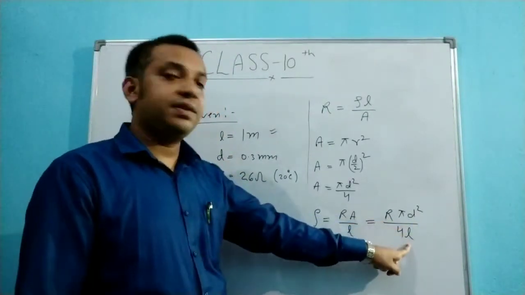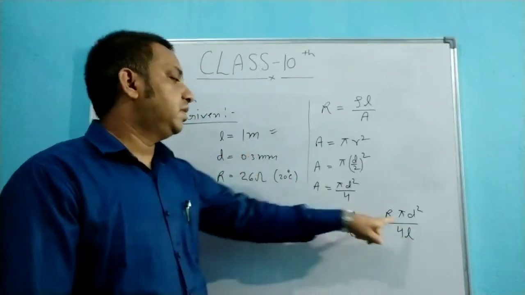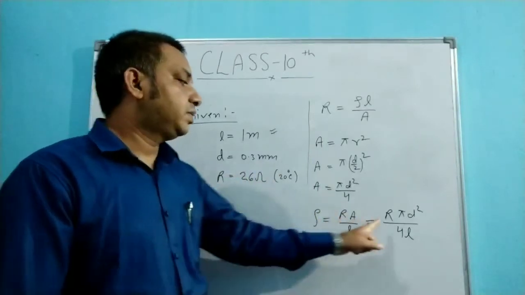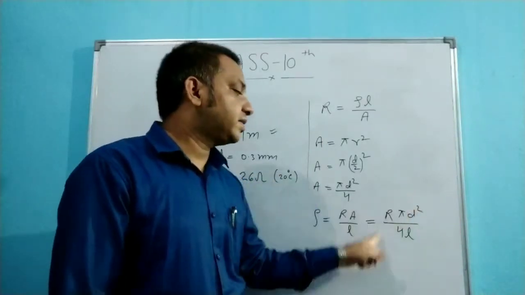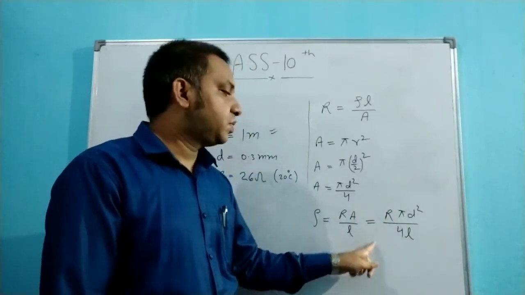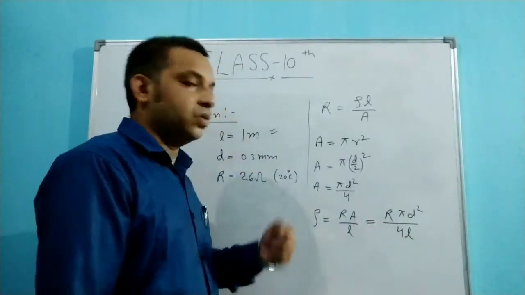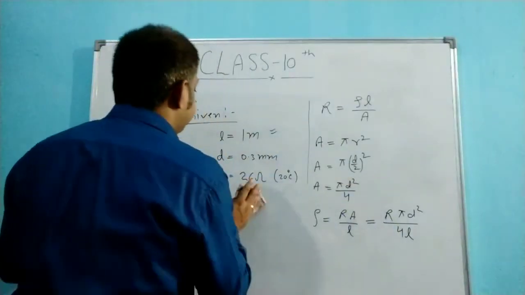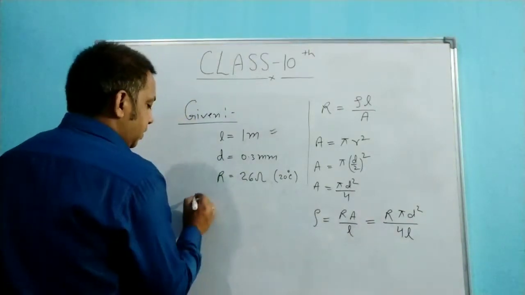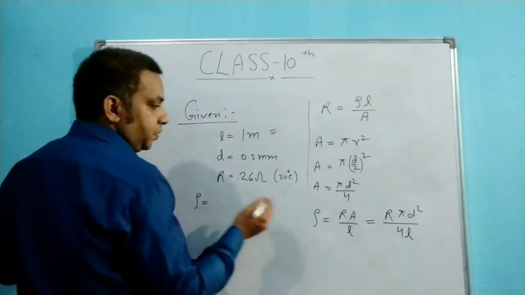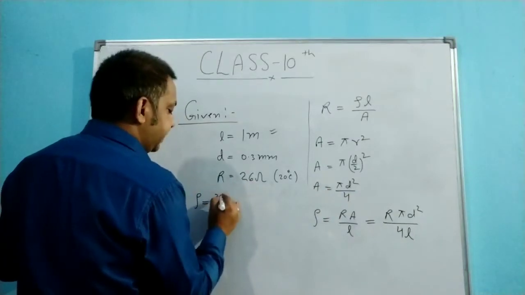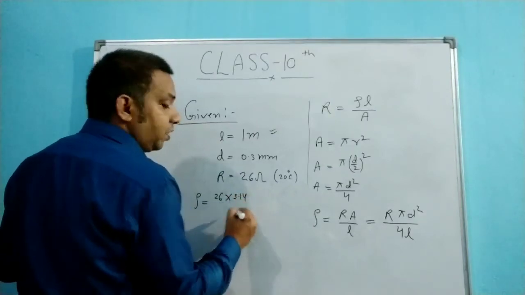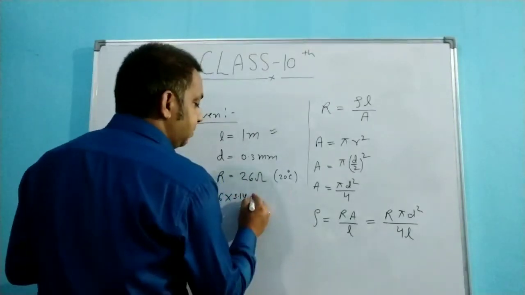Now you see the given values. The value of L is given already in the question. The value of d is given already in the question, 0.3 millimeter, and the value of the resistance is also given. So on this right hand side, you can see all the values are known. Just put the values and find the value of rho. So rho is equal to R, which is 26, into pi, either 3.14 or 22/7, multiplied by d.